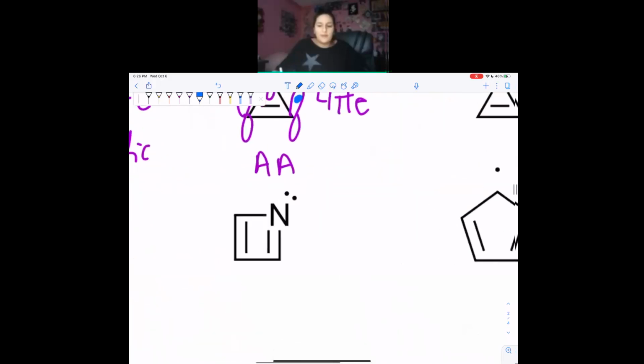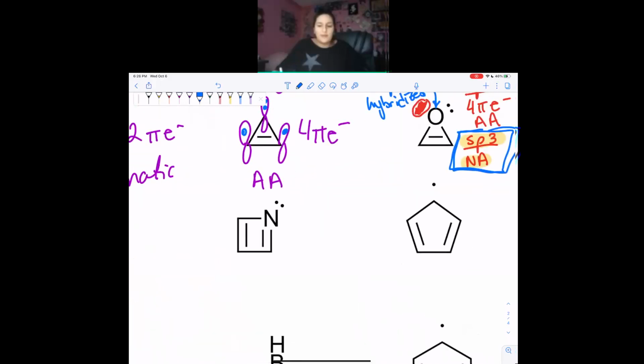There we go. So what if it's double bonded inside the ring? That's going to be a little bit different. And I'm going to draw it out sideways-ish just to show you.